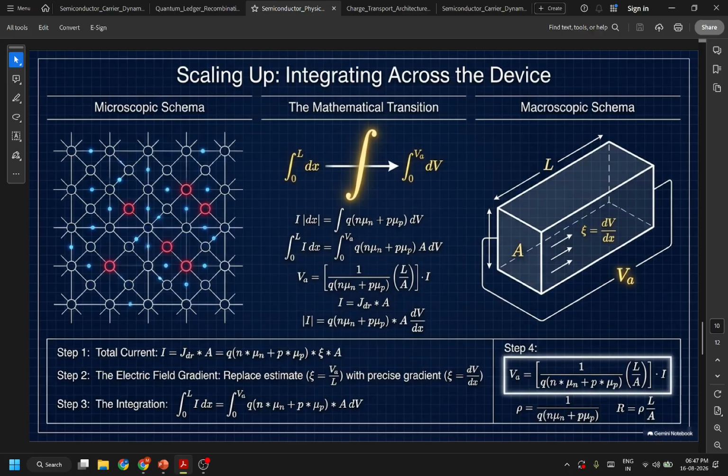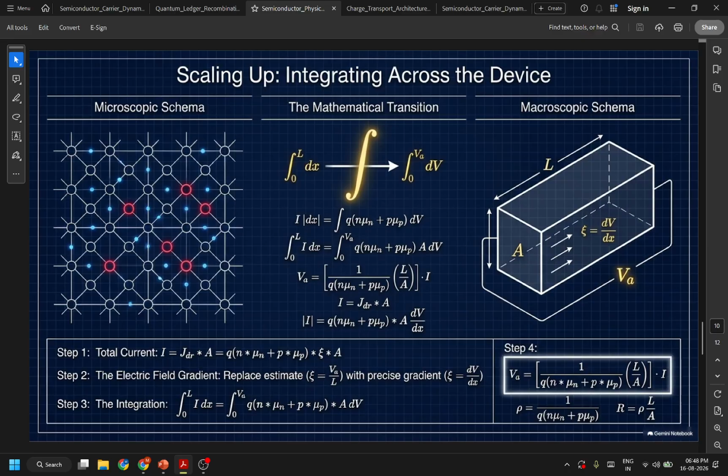And so from here we can get our applied voltage. From the electric field, dV by dx, we replace the electric field with Va by L, where Va is our applied voltage and L is the length of the semiconductor. We then put this here, and we can calculate Va equals 1 over q(n mu n plus p mu p) times L by A times I.